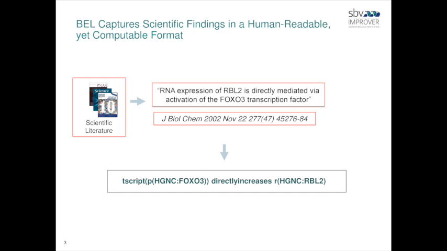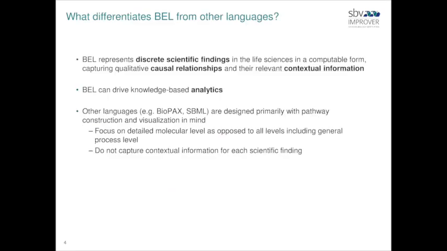Okay, and another feature to touch on is what specifically differentiates the BEL language from other languages that have been used for network generation. So generally the BEL language represents discrete scientific findings in a computable form, but it also enables you to capture qualitative causal relationships and also attach to this the relevant contextual information that underlies those relationships. And I'll go into several examples in the following slides that give more background here.